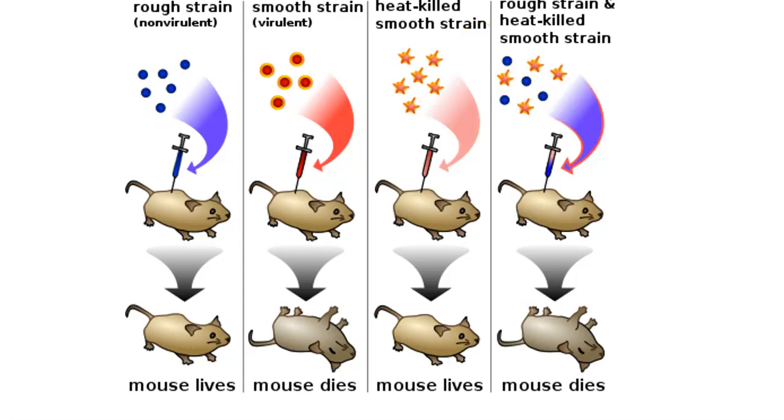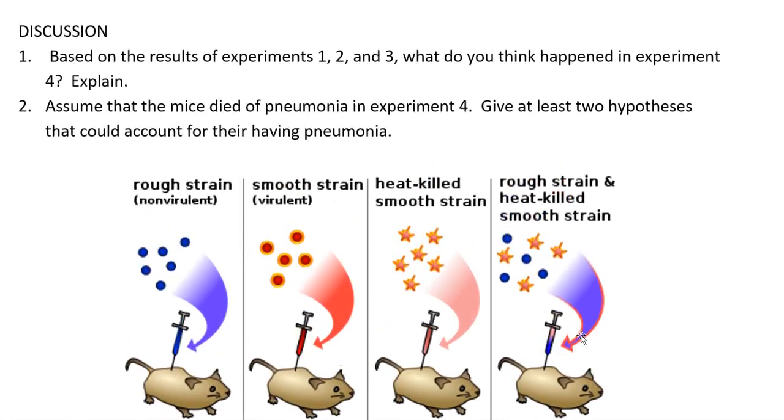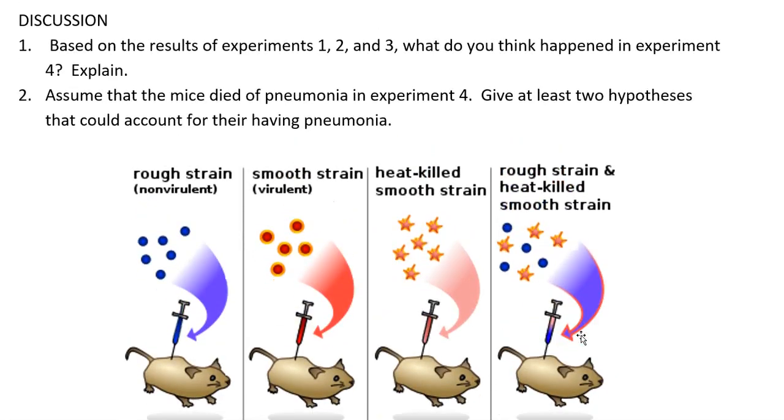Now, here's where it gets a little tricky. So we have some smooth strain, we have rough strain that was killed by heat, and somehow it still killed the mouse. So what I wanted to know is what kind of hypothesis you guys came up with.